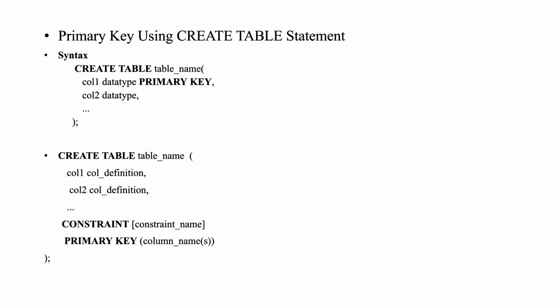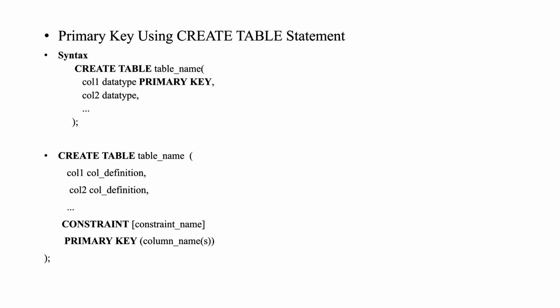Let's see one by one primary key using create table statements. Okay, so syntax is create table, table name, column 1, data type and primary key. Here we are applying primary key on column 1.